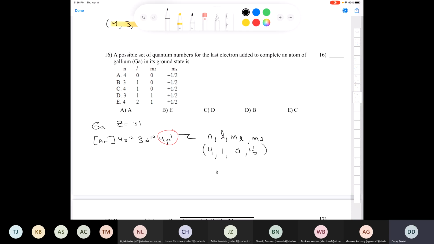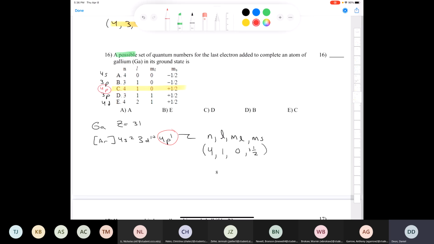I notice there's something I don't like about this question, the way it's worded. It says a possible set of quantum numbers, and this is the only one that's possible, right? None of the others are even remotely possible, because here you have a 4s, here you have a 3p, here you have a 3p, and here you have a 4d. So none of these are right. The only possibility is C, which is a 4p. So that's definitely the right answer.